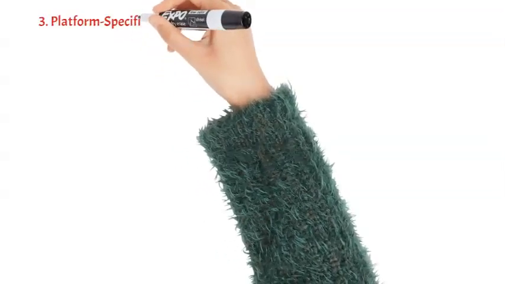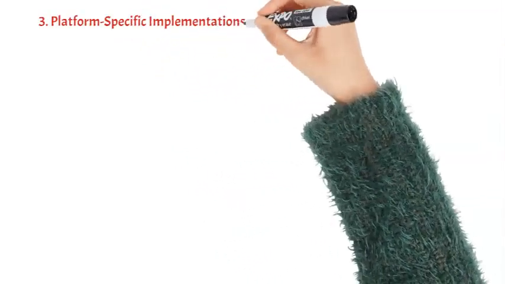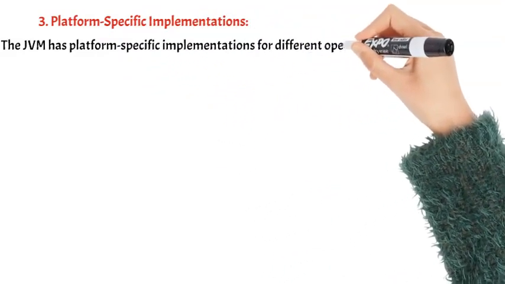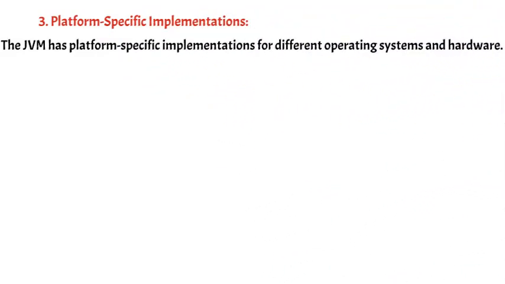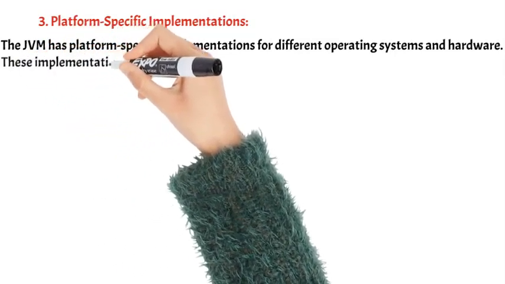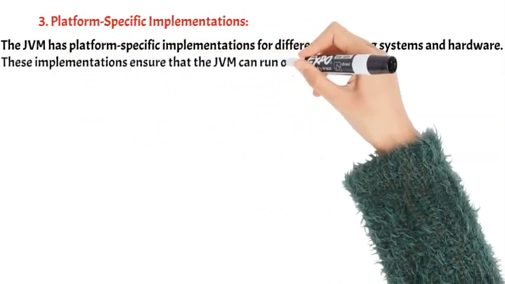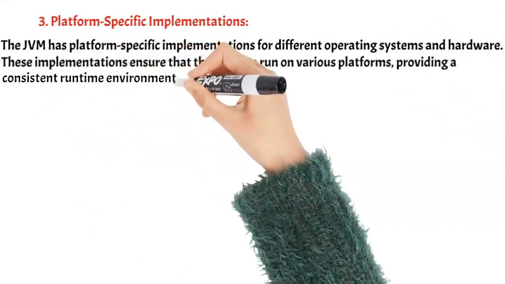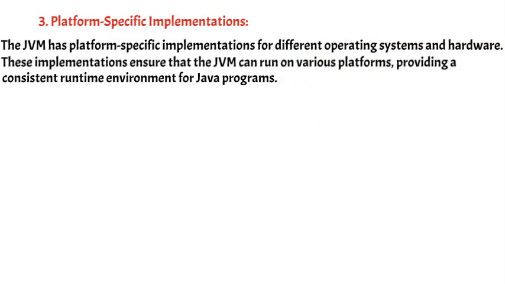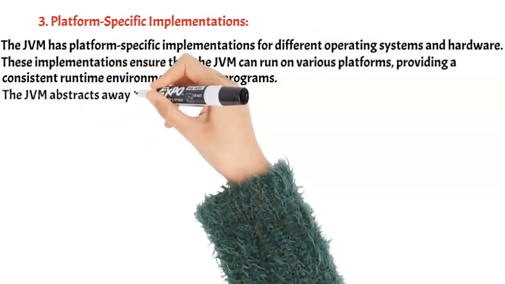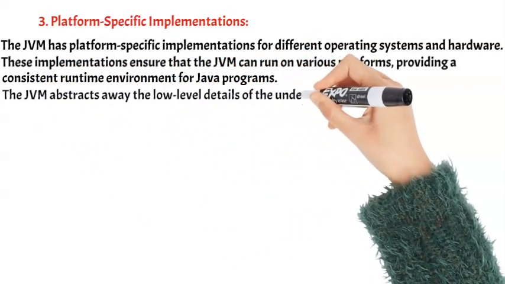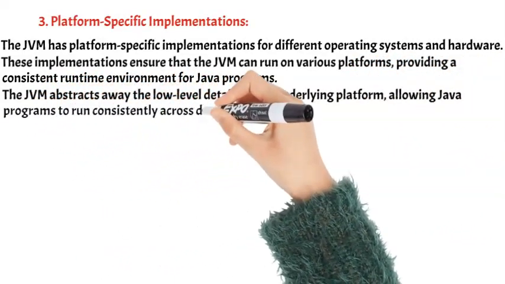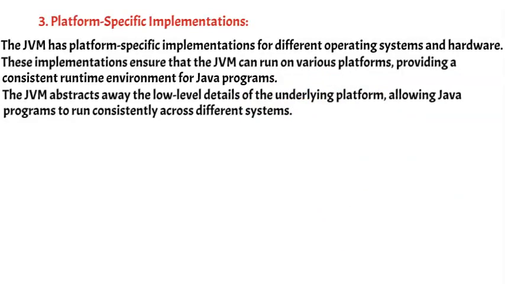3. Platform-specific implementations. The JVM has platform-specific implementations for different operating systems and hardware. These implementations ensure that the JVM can run on various platforms, providing a consistent runtime environment for Java programs. The JVM abstracts away the low-level details of the underlying platform, allowing Java programs to run consistently across different systems.